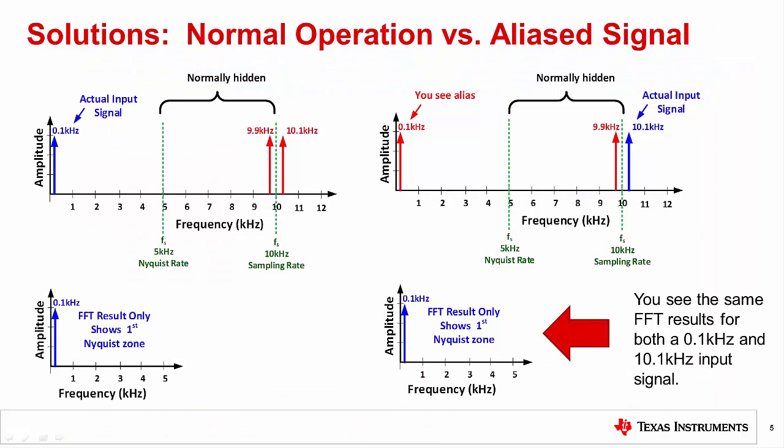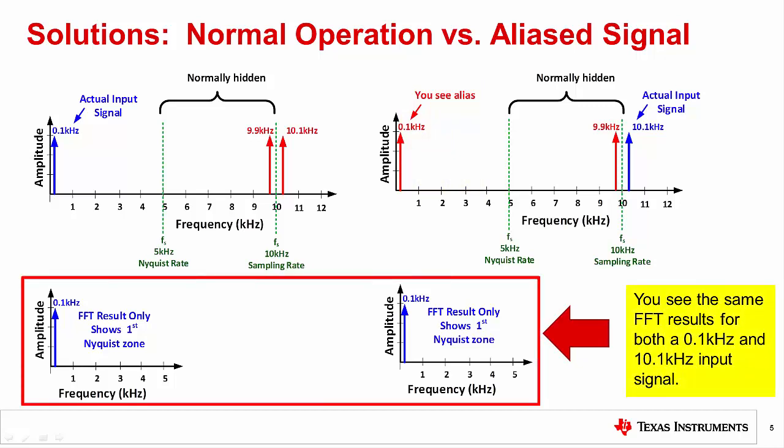Here's the answer to the two different problems that were given earlier. These problems were both solved using the software we just introduced. For the first problem, the input signal is 0.1 kHz, the Nyquist rate is 5 kHz, and the sampling rate is 10 kHz. Since the input signal is less than the Nyquist frequency, we don't see any aliases in the first Nyquist zone. In the second problem, we apply 10.1 kHz to a system with the same sampling rate. In this case, the signal is above the Nyquist frequency and it produces an alias in the first Nyquist zone at 0.1 kHz.